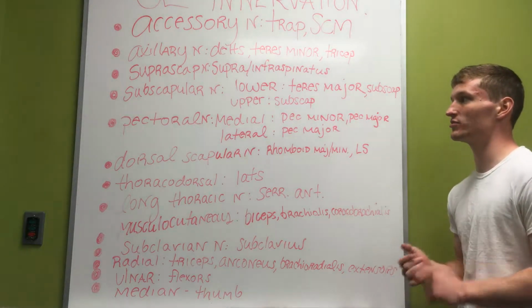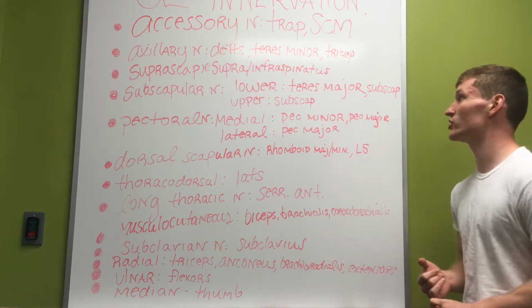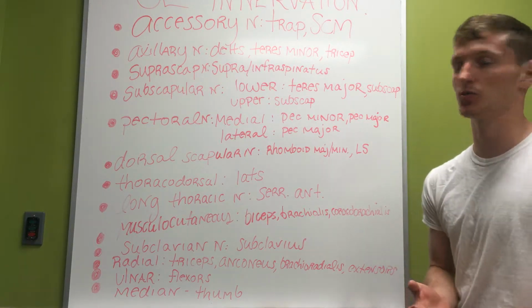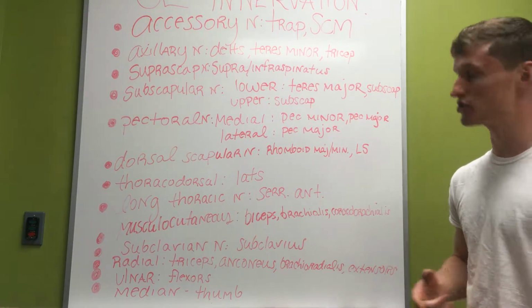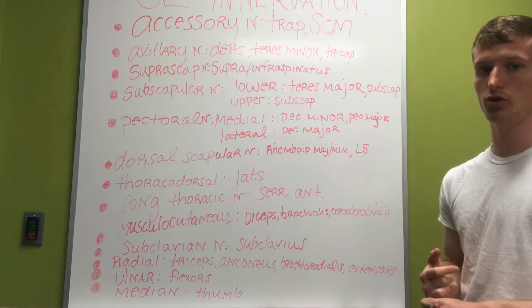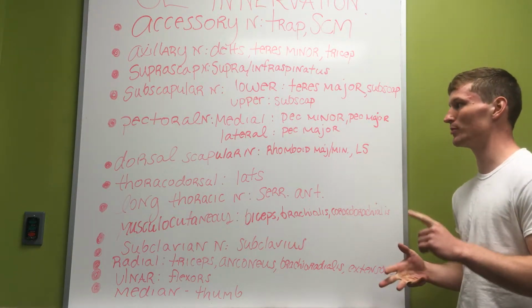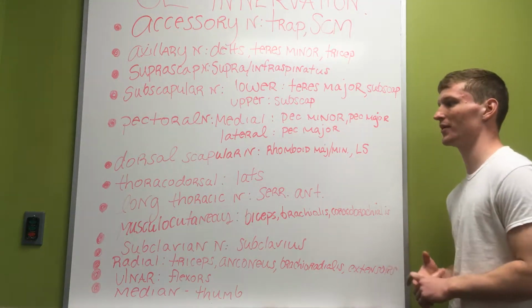Following that, we got the subscapular nerve. The lower portion of the subscapular nerve innervates your teres major and your subscapularis, whereas the upper portion of the subscapular nerve innervates just your subscapularis. The pectoral nerve, the median portion of the pectoral nerve, innervates your pec minor and your pec major, whereas the lateral portion of the pectoral nerve just innervates your pec major.